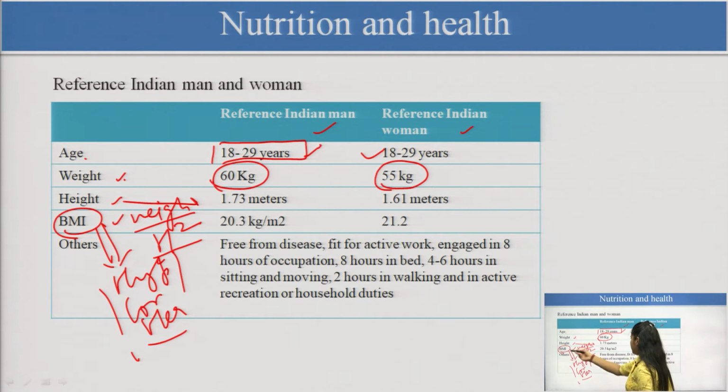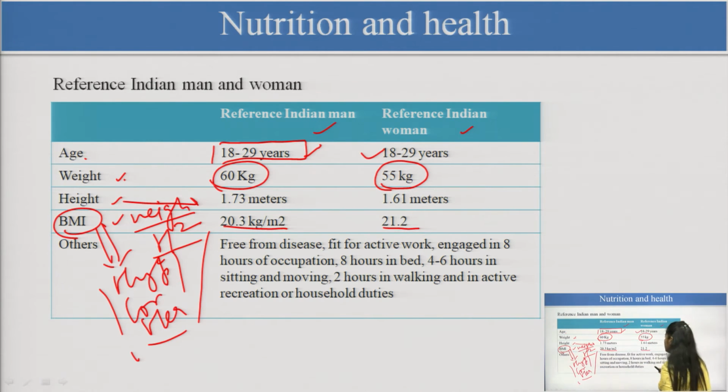So, BMI for the 18 to 29 years with a weight of 60 kg and a height of 1.73 should be 20.3 kg per meter square. For women it is 21.2. What are the other conditions we have taken in these Indian man and Indian women to follow all of these things?